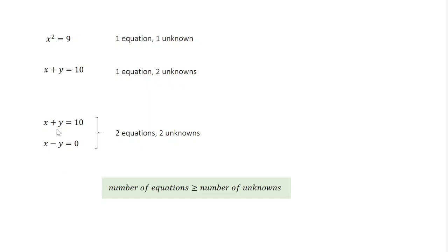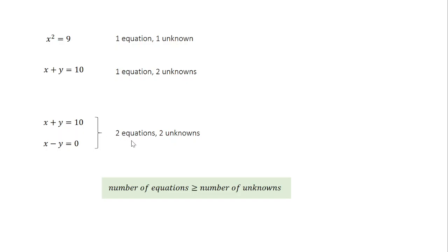On the other hand, if you take this system, x plus y equal to 10, x minus y equal to 0. You have two equations, two unknowns. You can solve it conclusively. You add these two, you get 2x equal to 10. From that, you can get x equal to 5. Substitute for x in any of these equations. For example, in the first equation, 5 plus y equal to 10, which means y equal to 10 minus 5, 5. So x equal to 5, y equal to 5.